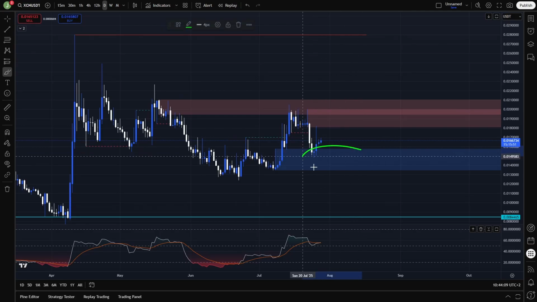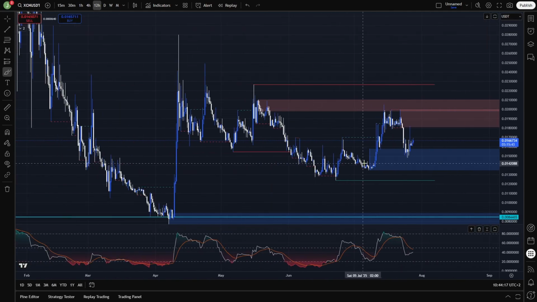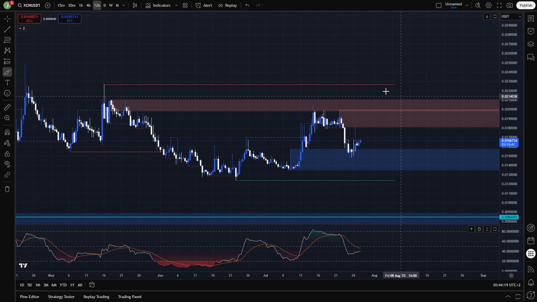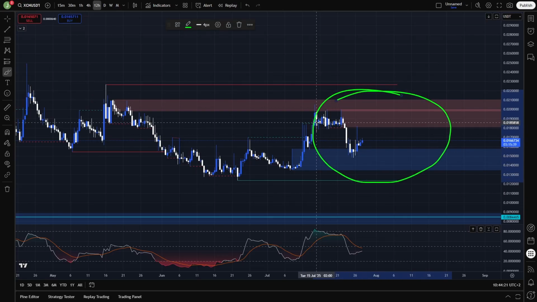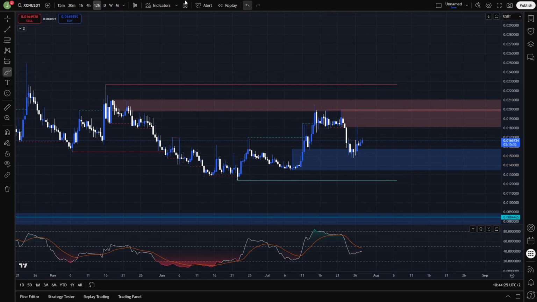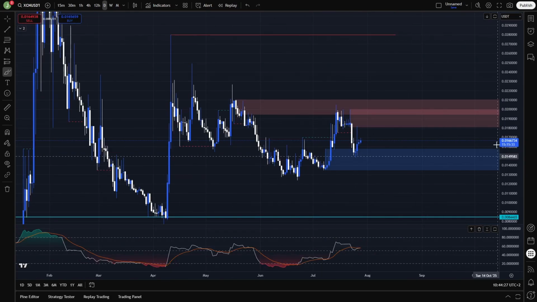Then we are having here this bullish order block, which is between level 0.01597 and 0.01348. If I'm gonna switch on the 12-hour chart, you can see we are having here a really similar bearish order block area. So even on this lower time frame, this is still really important resistance.